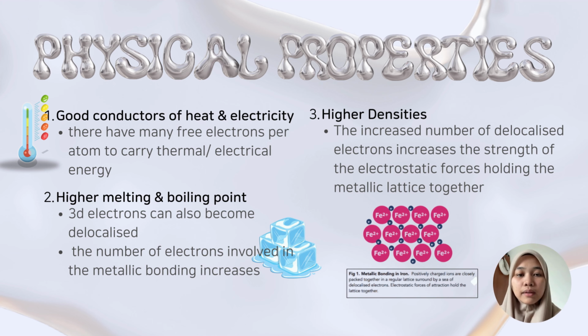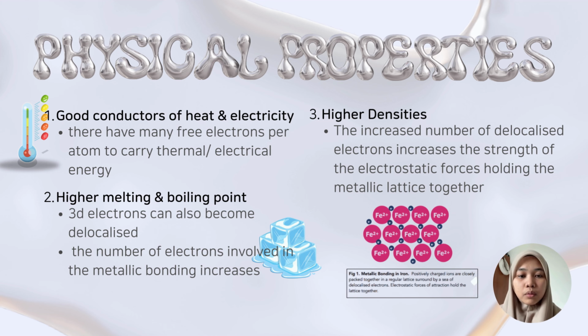Second, high melting and boiling points. Transition metals also have high melting and boiling points compared to other metals. This is because, in addition to their outermost electrons, transition metals have delocalized 3d electrons. These extra electrons increase the strength of the metallic bonds, making the overall structure more stable and harder to break apart. Lastly is higher densities.